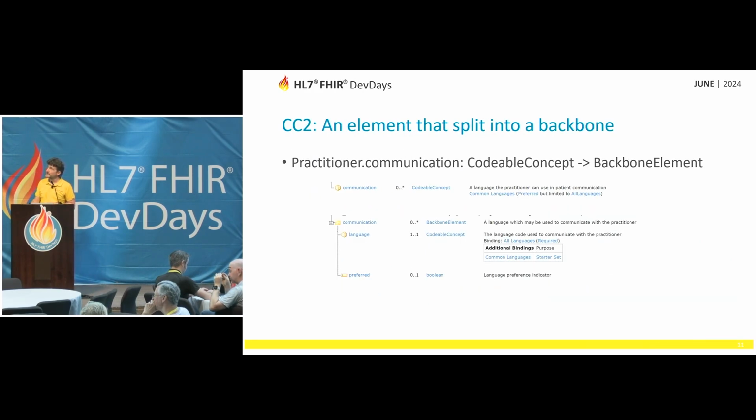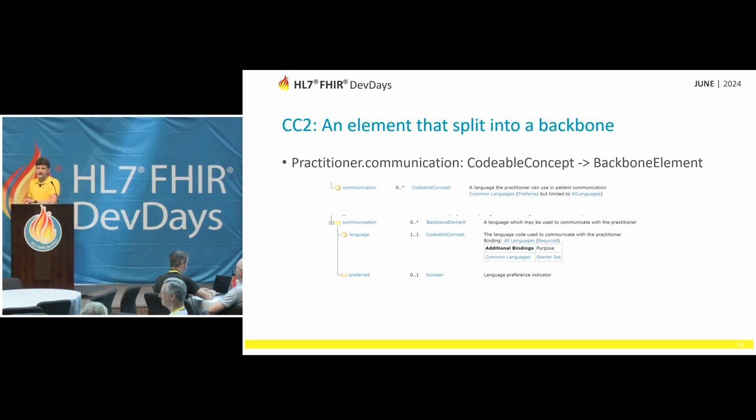All right, corner case 2. This happens too. We have an existing element in R4, a codable concept here. It is communication. This is practitioner.communication, a codable concept.